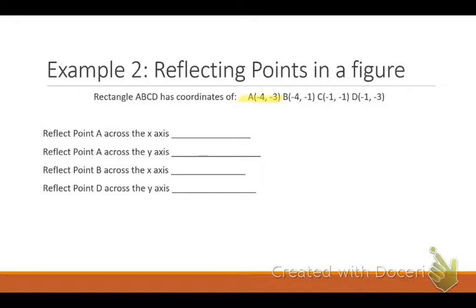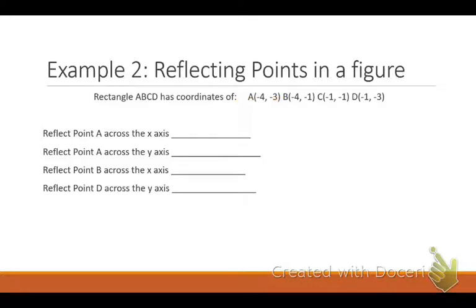Now remember, if it's reflecting the x-axis, which is the horizontal axis, I do the opposite y value to get it to the other side of the x-axis. So that's why I do the opposite y value. So someone raise your hand and tell me what would be my new point A. Aiden. -4, 3. Yes, -4, 3.